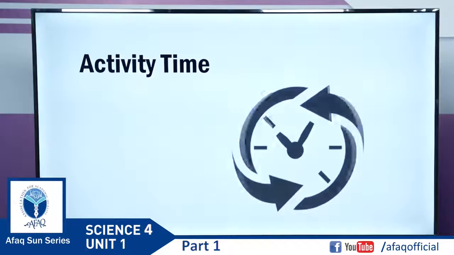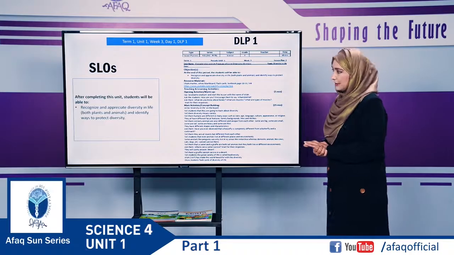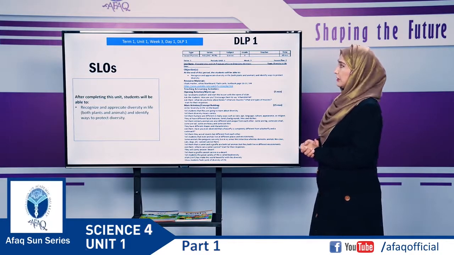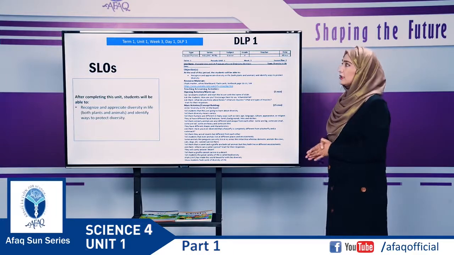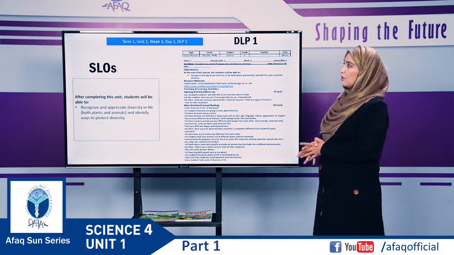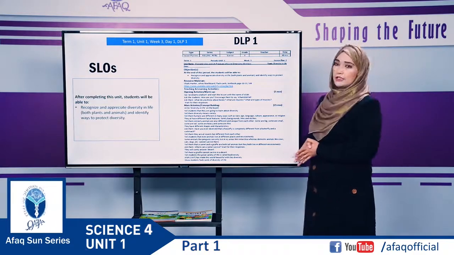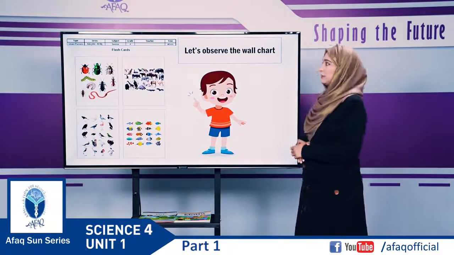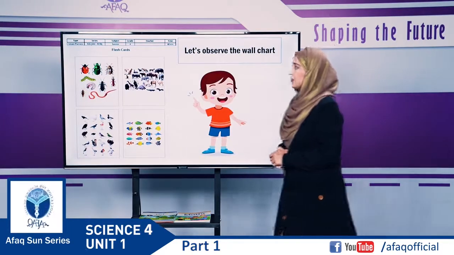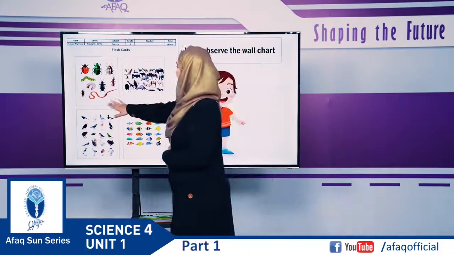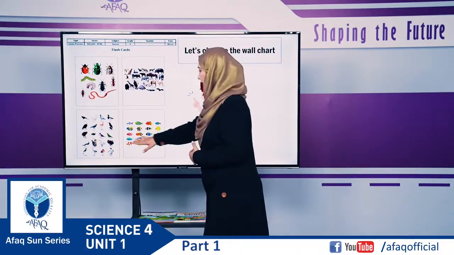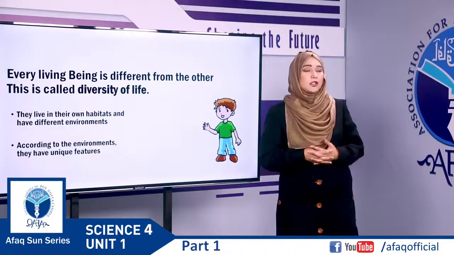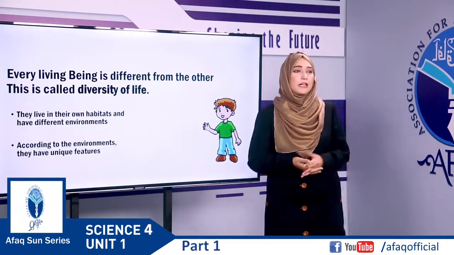Okay, it's activity time. In this period, we are going to cover one SLO, and the complete methodology for covering this SLO is given in DLP 1 of day 1 of week 3, unit 1, term 1. Look at these flashcards. Let's observe these flashcards. You can see the pictures of some insects, animals, birds and fish. These are different types of animals. You have seen the pictures of variety of animals.